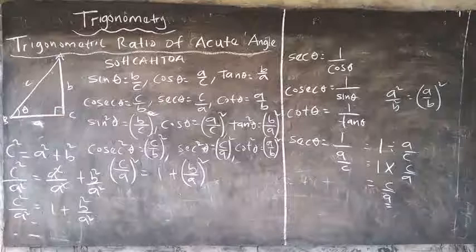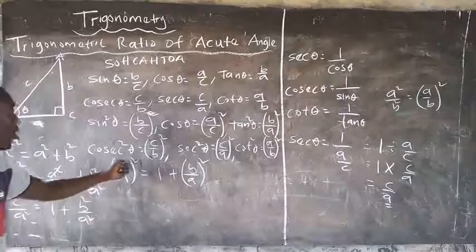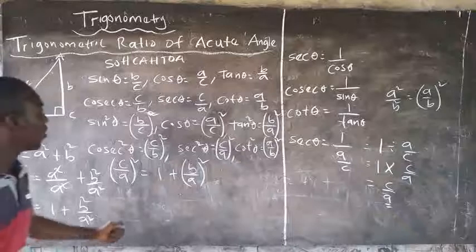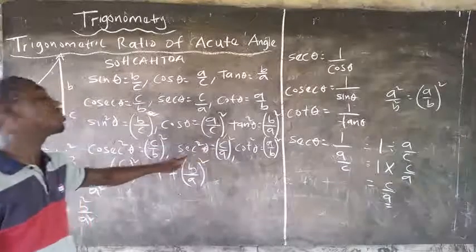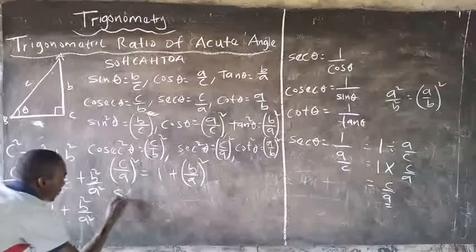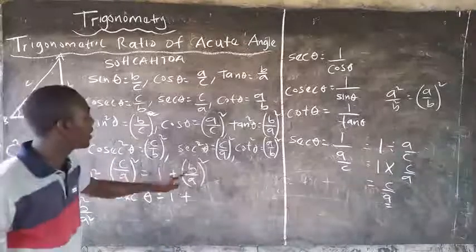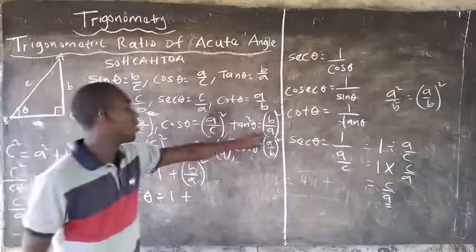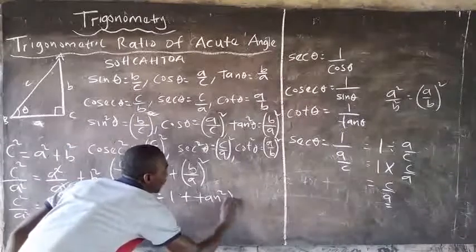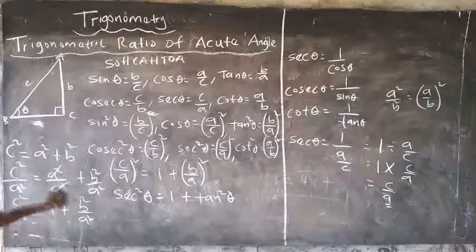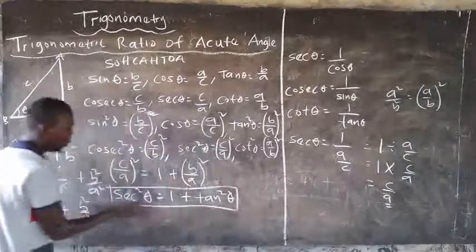So we'll now go back to our identities here. We're going to find where we have c over a all squared. Look at it here, c over a all squared is equal to sec square theta, which is equal to 1 plus, we go back to where we have b over a all squared, and it is equal to tan square theta. So it then means that sec square theta is equal to 1 plus tan square theta. This one is the first proof.